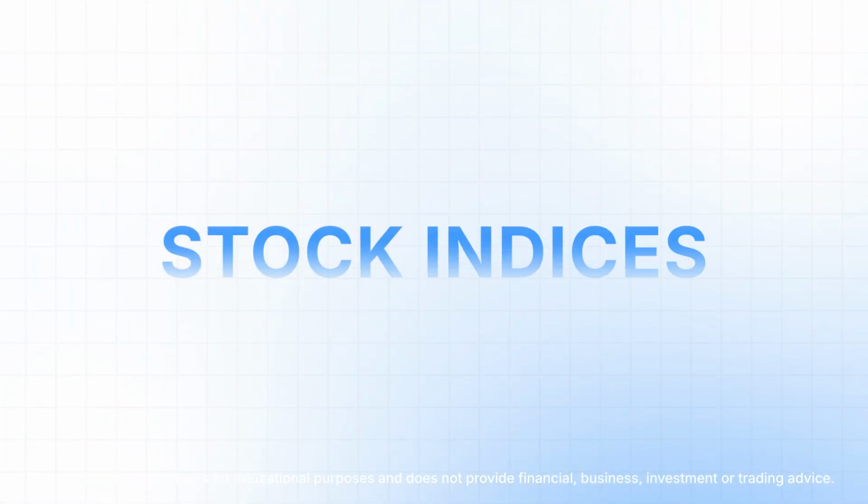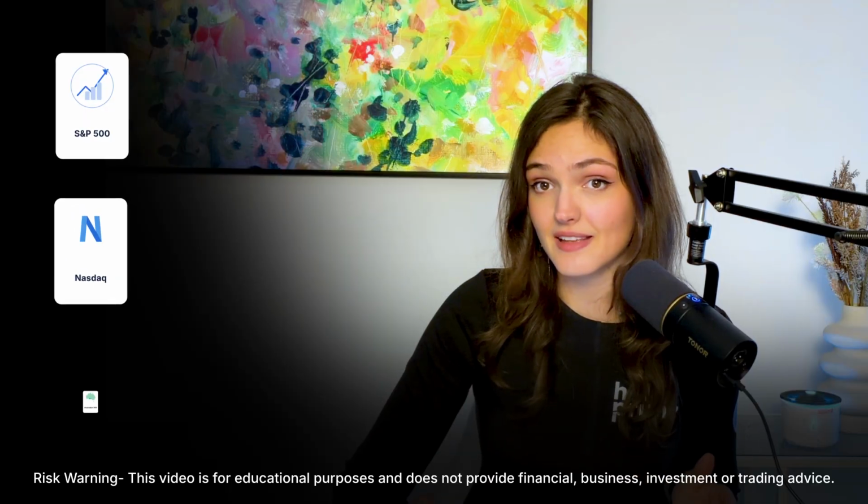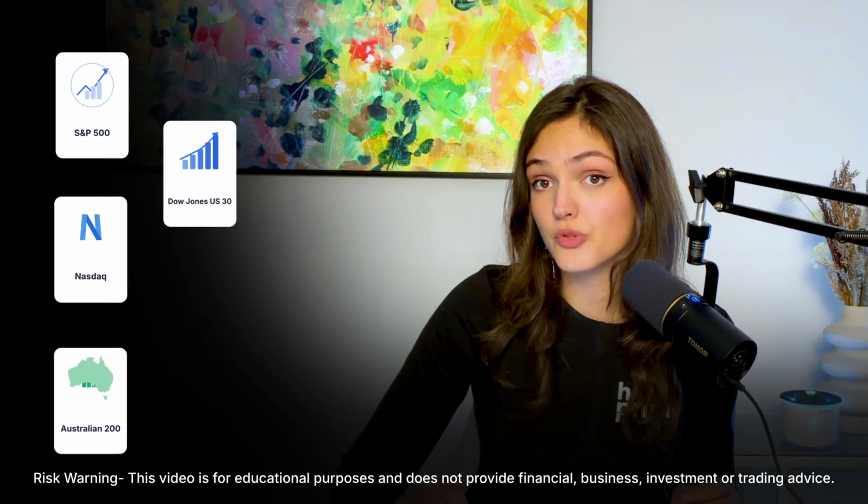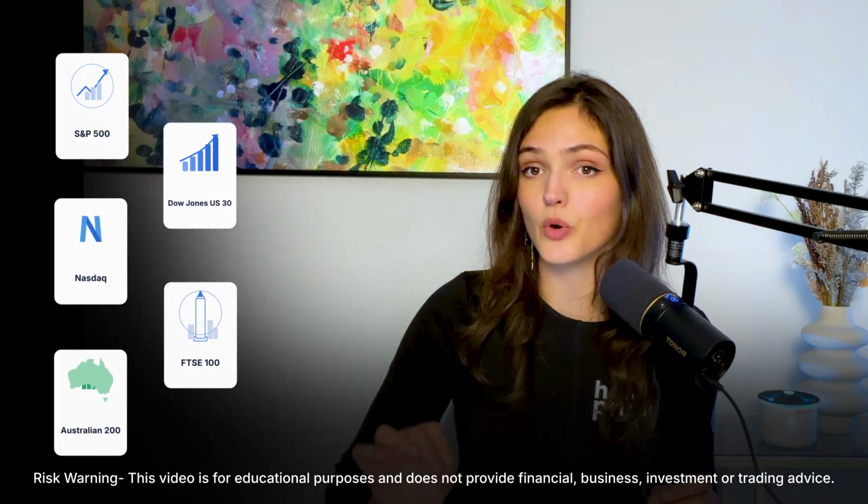Next, we have stock indices. A stock index tracks the performance of a group of companies and gives traders a broader view of the market. Some popular examples include the S&P 500, NASDAQ, Australian 200, the Dow Jones US 30, and the FTSE 100. So the index CFDs track the price movement of their respective stock index.